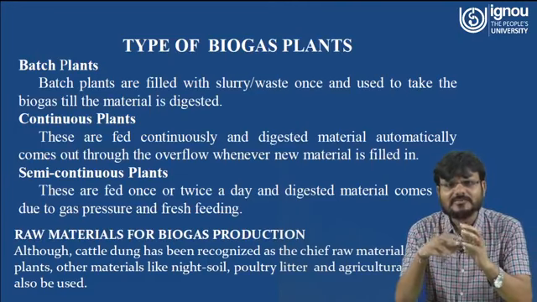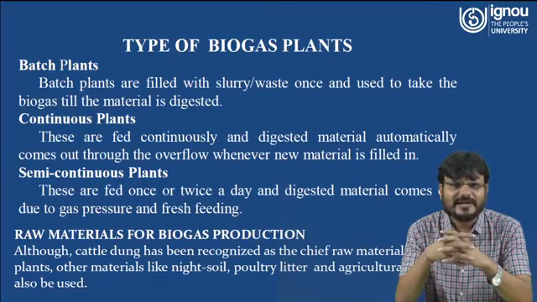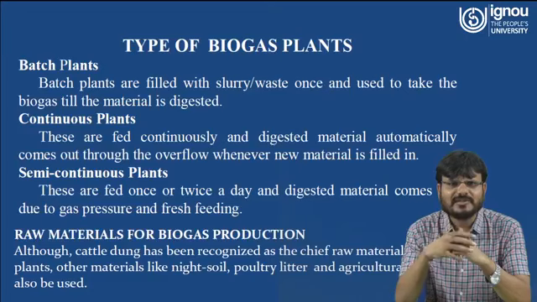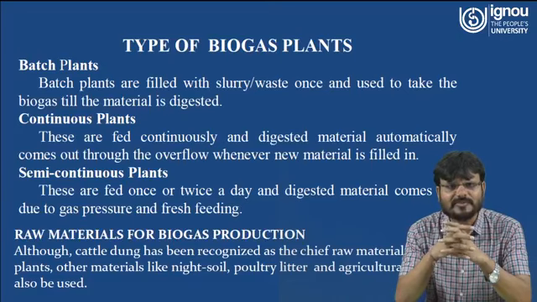Now, biogas plants can also be classified on the basis of the feed. So, on the basis of how the feed is done, biogas plants can be classified as batch plant, continuous plant and semi-continuous plant. What happens in the batch type of biogas plant? In a batch plant, the plant is filled with the slurry or waste once and used to take biogas till the material is digested. In a continuous plant, which is mostly used, the plant is fed continuously and the digested material automatically comes out through the overflow whenever new material is filled in.